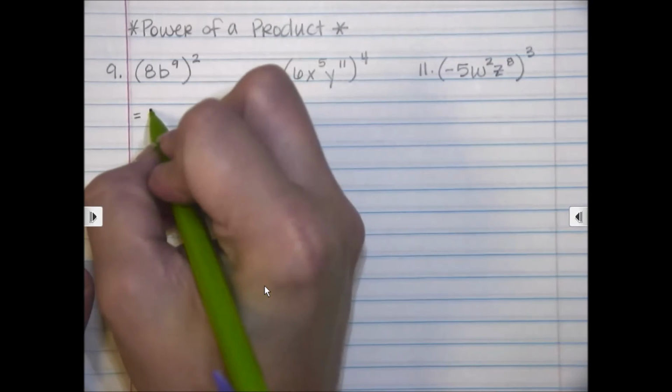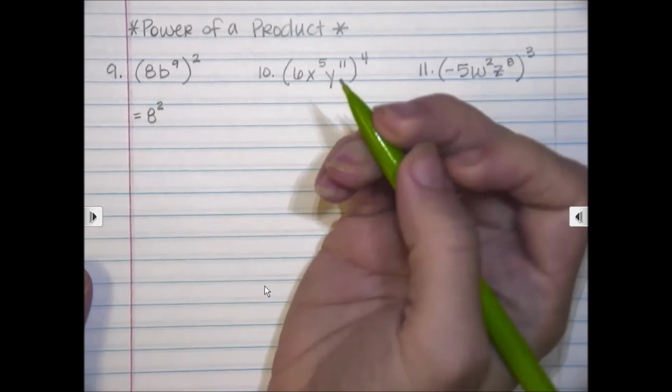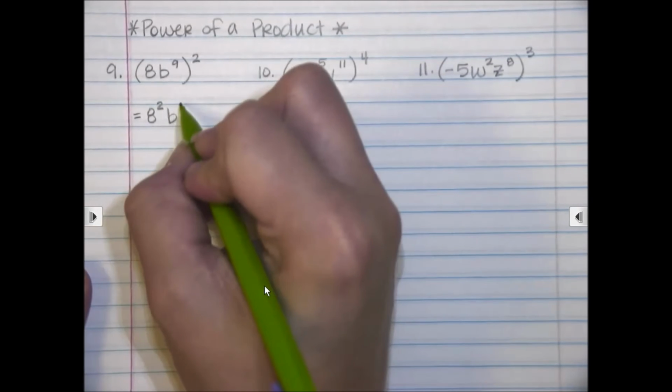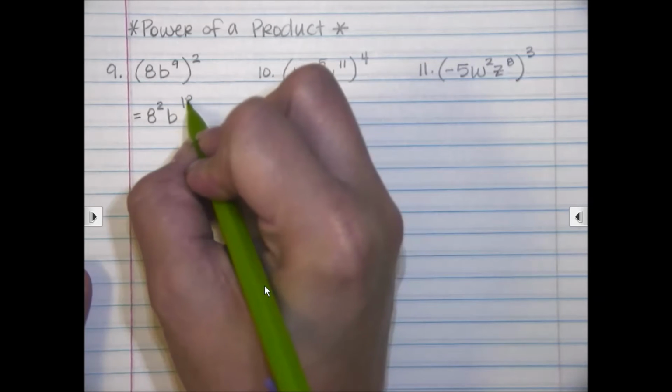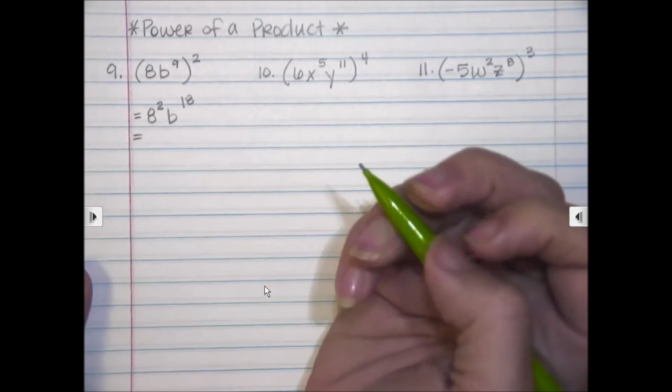You should end up with, we're going to simplify the 8 squared, and B ends up being to the what power? 18. And what was 8 squared? 64.